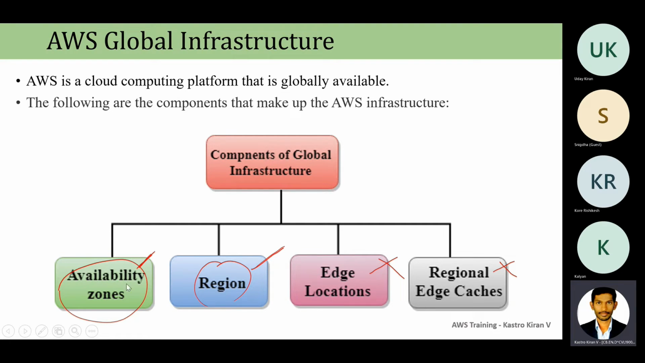Now, before I explain what an availability zone is and what a region is, first let's see globally. Since AWS is a global service, it is not limited to only India or only USA. When I talk in terms of a global service, AWS should have infrastructure across the globe in different countries or different continents. It must have its infrastructure. Then only is AWS able to reach different countries across the globe.